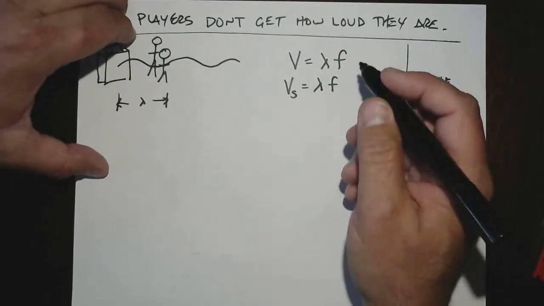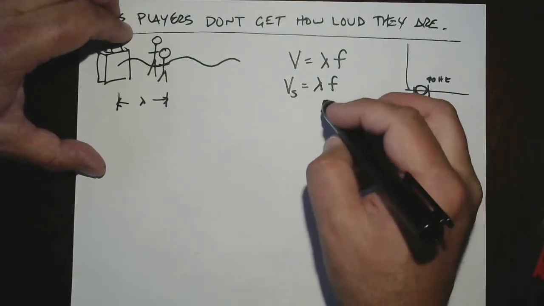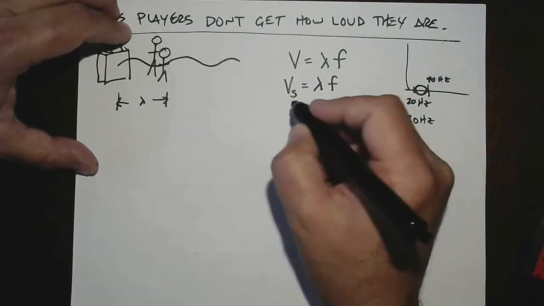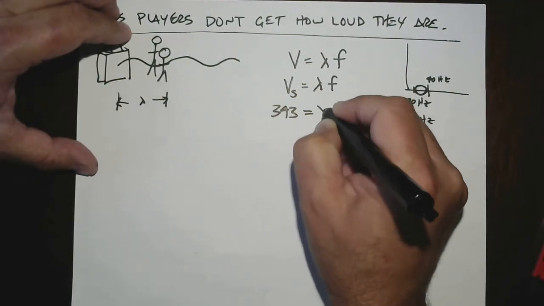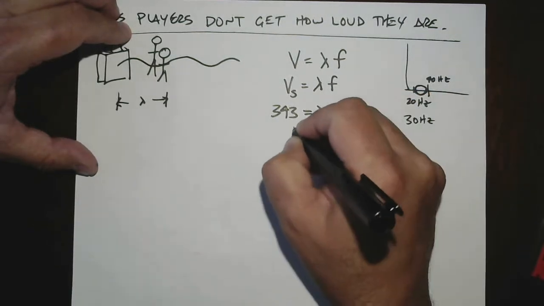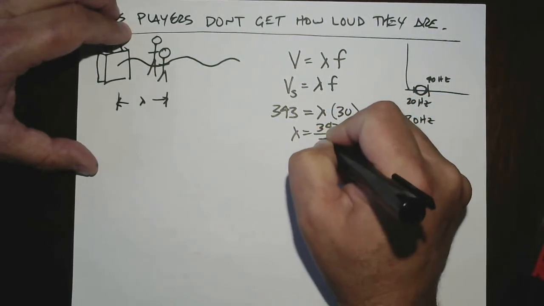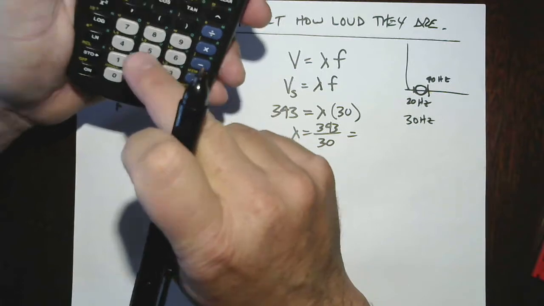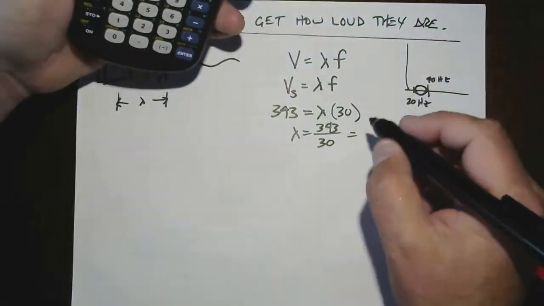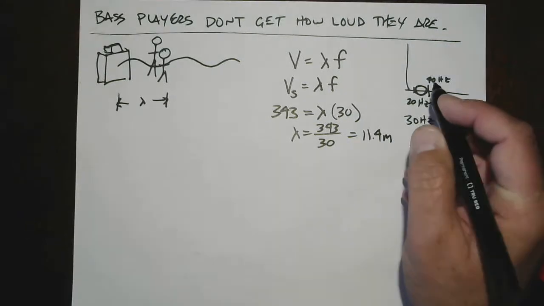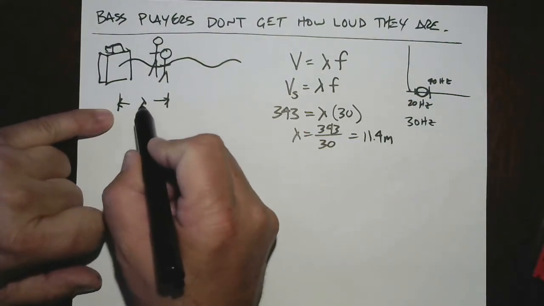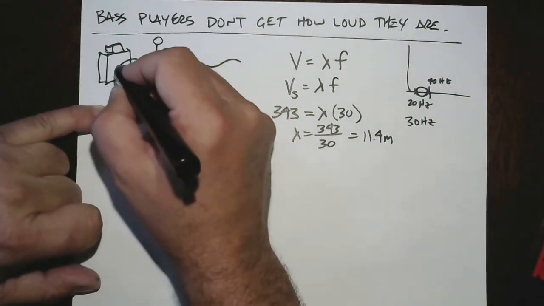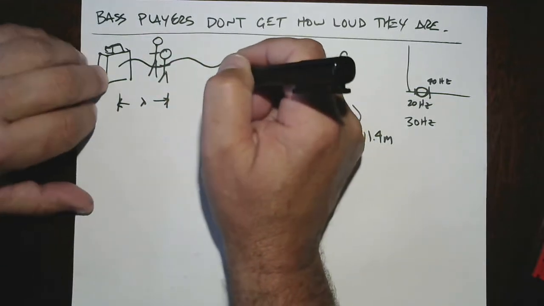You can actually look up what note that is. In fact, 55 hertz is the A string on a bass, so this might be the E string on a bass. So let's go ahead and do this. 343 equals lambda times 30. So lambda is going to be 343 divided by 30, and that is 11.4 meters. So the full wavelength of the bass guitar doesn't really develop until 11.4 meters away from the amplifier. So the bass player really needs to be further from his or her amplifier in order to make this work out.